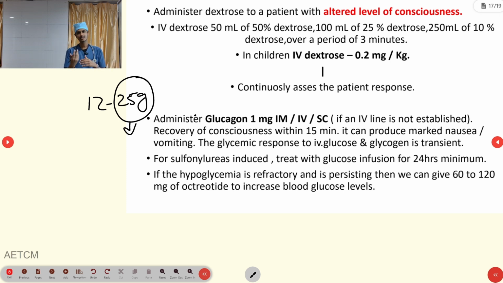And finally, if it is sulfonylurea-induced, or if the hypoglycemia is because of hyperinsulinism, then based on the duration of drug action you have to treat the condition. You have to administer the glucagon.